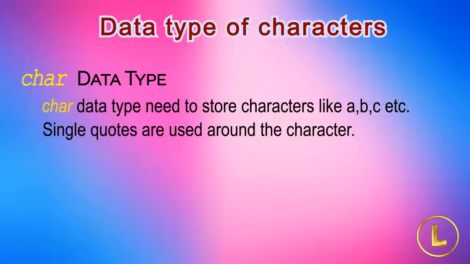So far we have been looking at data types to store numbers. In programming we do need to store characters like A, B, C, etc. For storing character data, C or C++ language provides the char data type. By using the char data type we can store characters in variables. While assigning a character value to a char type variable, single quotes are used around the character, as follows.